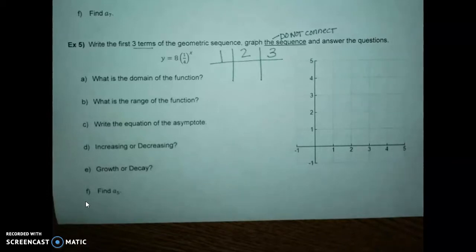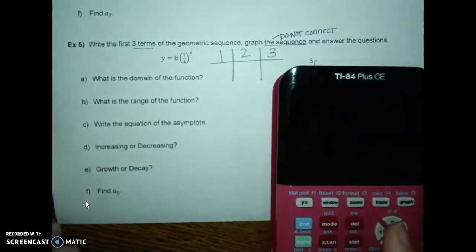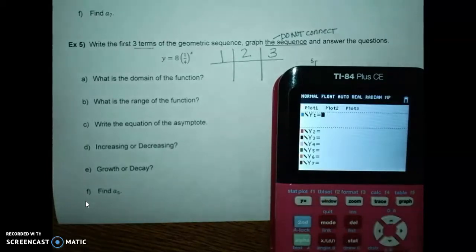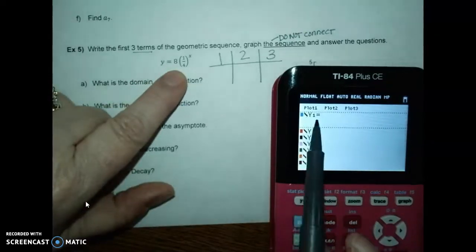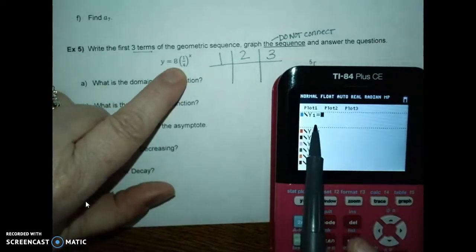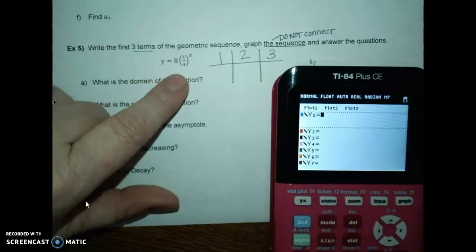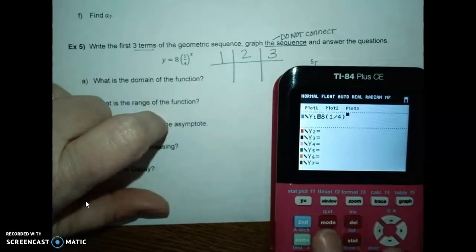I had suggested to you that we can use our calculator. So we're going to go into our y equals, clear out what's in there, and we already have y equals here, so we just need to put the second part. If you're using Desmos, you still have to put the y equals. So it's 8 parentheses, 1 divided by 4, raised to the x.